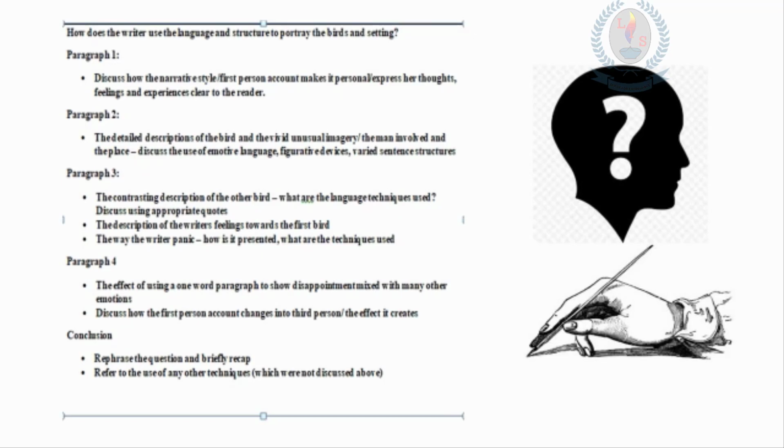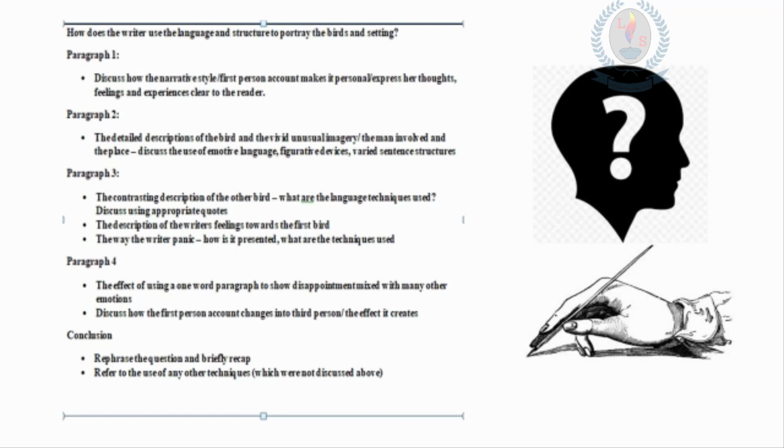Paragraph 3: The contrasting descriptions of the other bird. What are the language techniques used? Discuss using appropriate quotes. The description of the writer's feelings towards the first bird, the way the writer panics, and how it is presented. What are the techniques used?